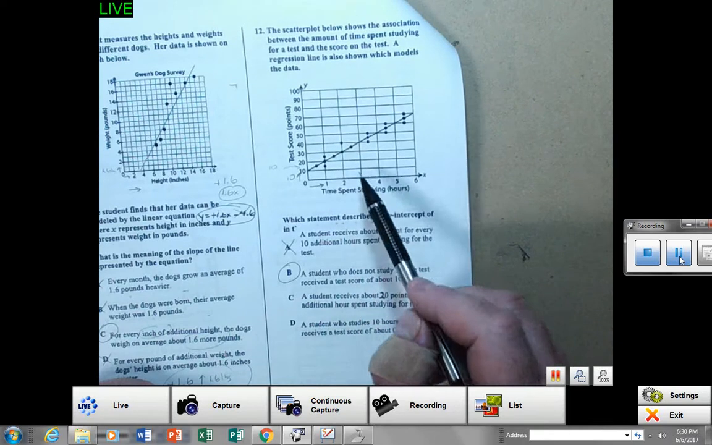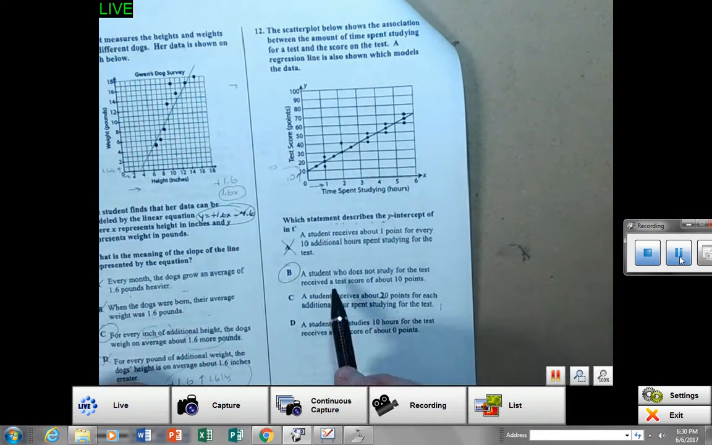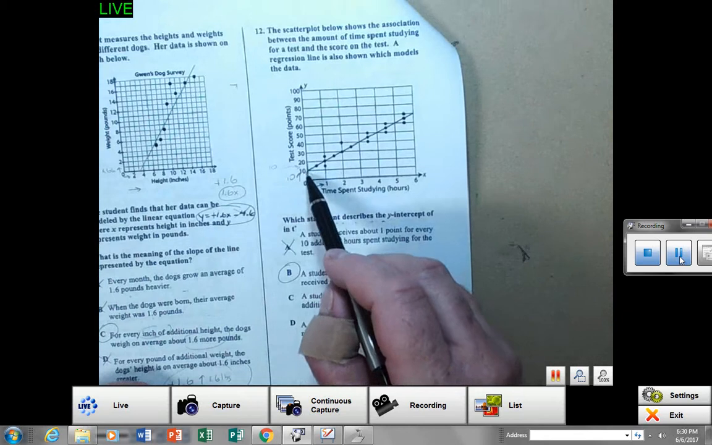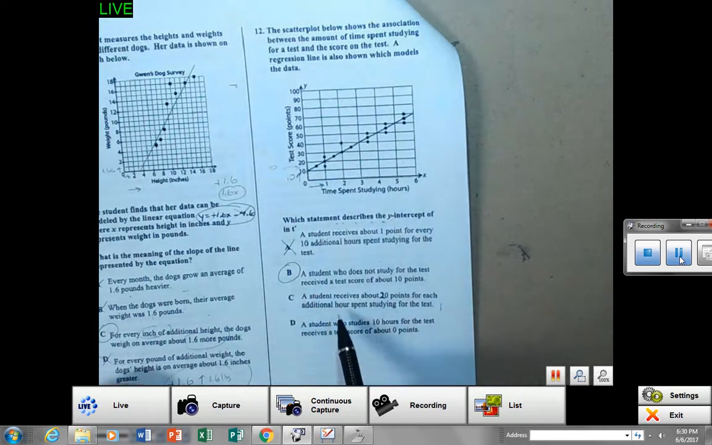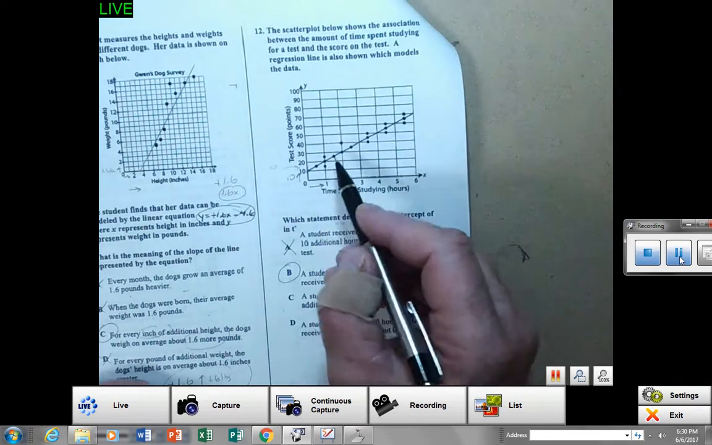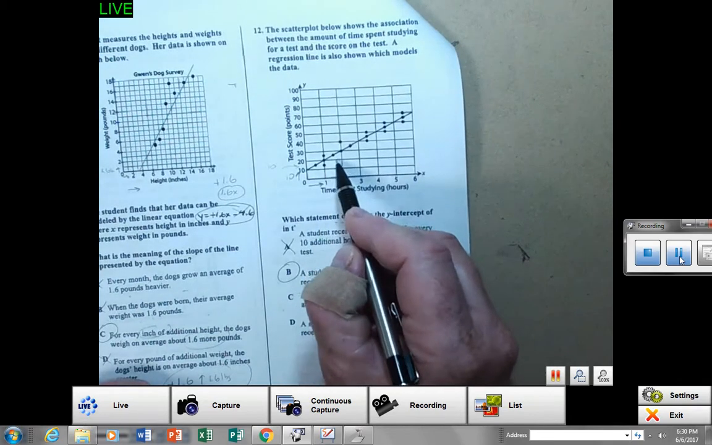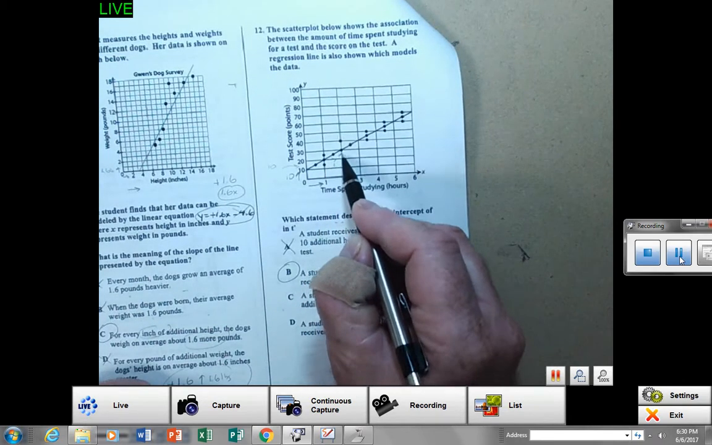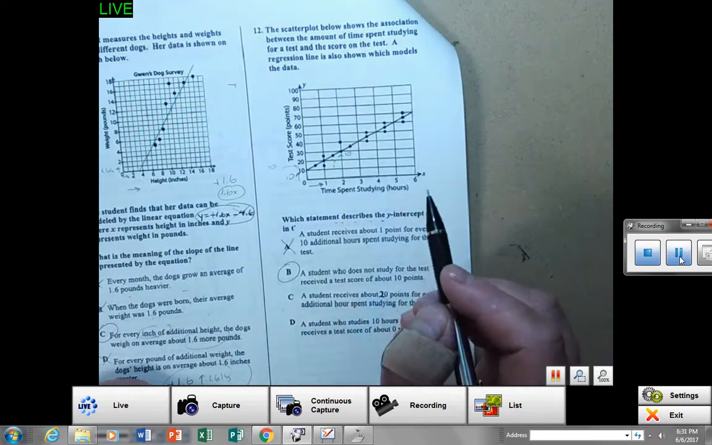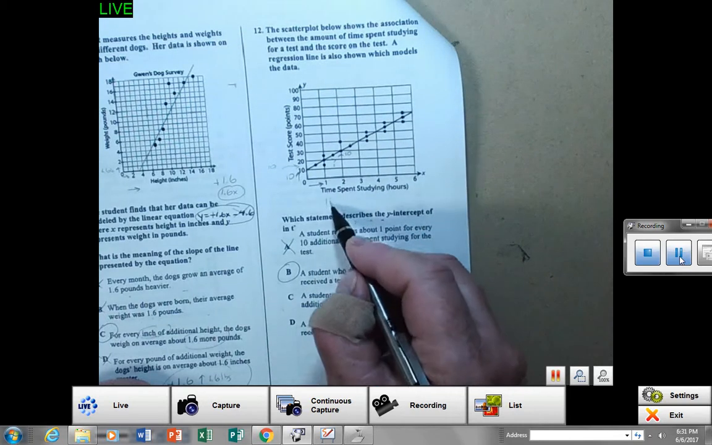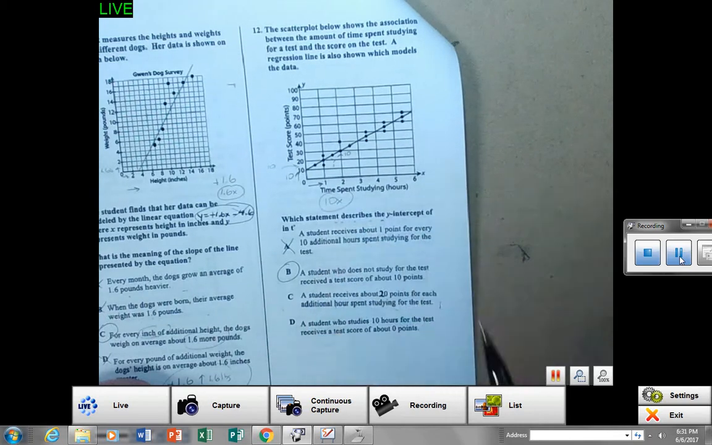So again, talking residuals there. But again, for this, at 0, 10 was the score. This one says a student receives 20 points for each additional hour. And again, that would not be true because looking at the slope, every time I go over 1 hour, my score goes up by 10. So that would be a slope of 10x. But again, that is not true.